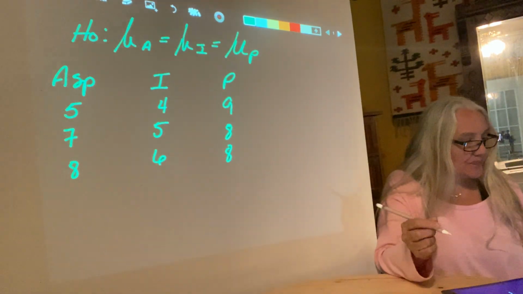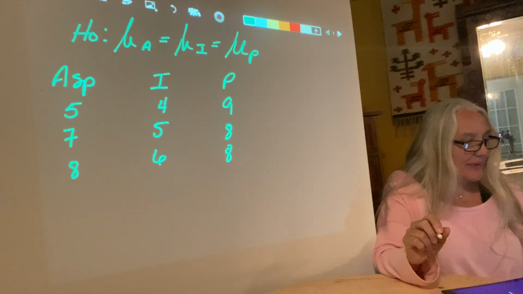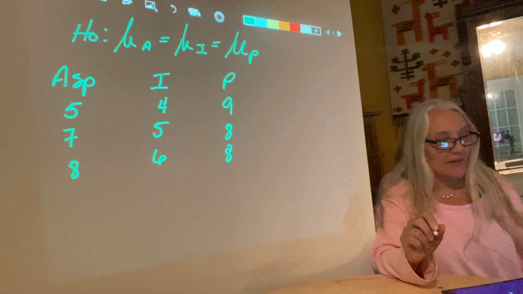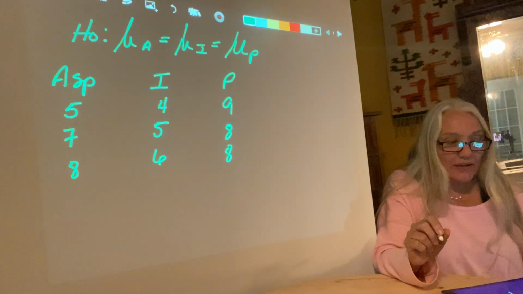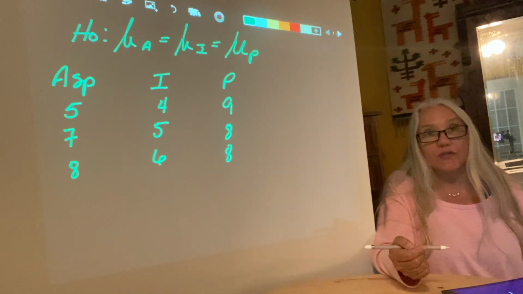All right, so we had a special request. Somebody wanted me to do the Tukey's test and put it online as a lecture, so that's what I'm doing right now. So we worked this ANOVA for aspirin versus ibuprofen versus a placebo.